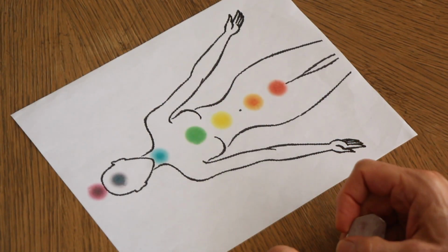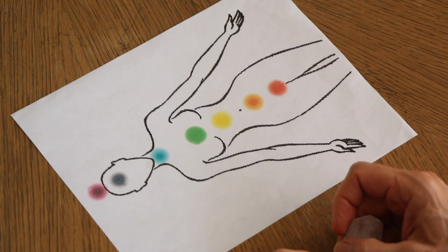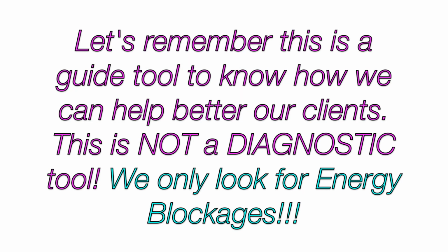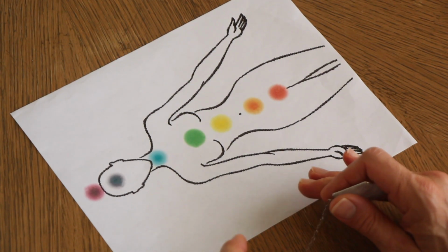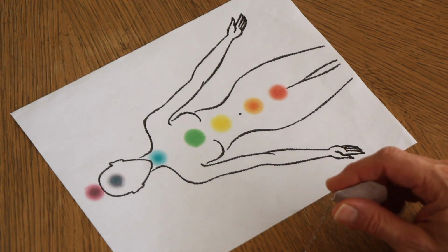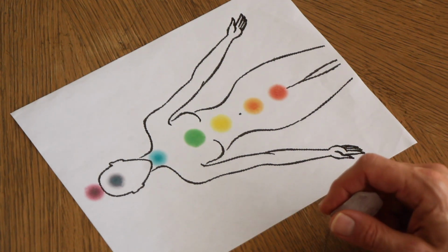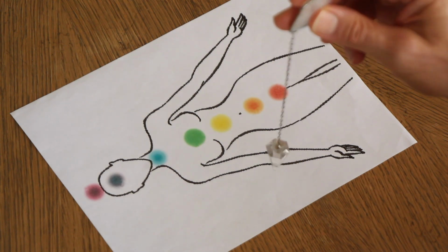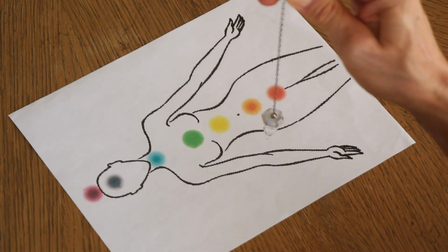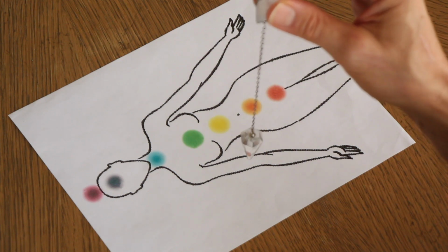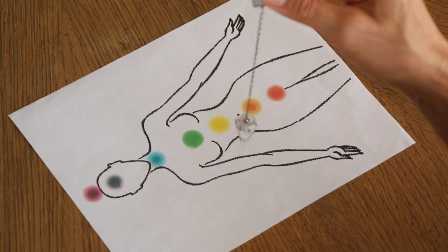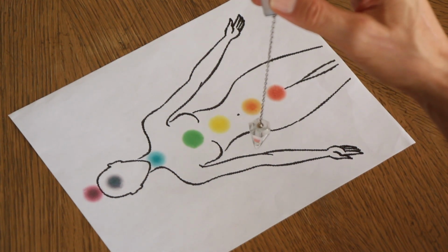I'm going to do a distance scanning. The only thing we have to do is to mentally say the name of the person and ask the question for every chakra. So I will mentally say the name of a person. Always the question is, what chakra of this person needs help the most? And I will start right now.